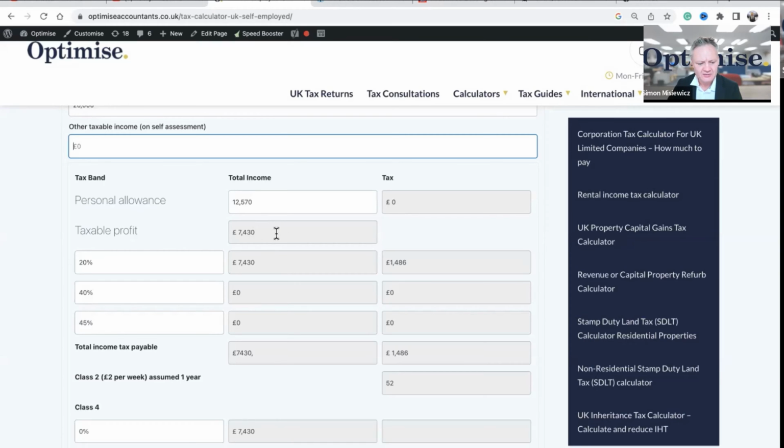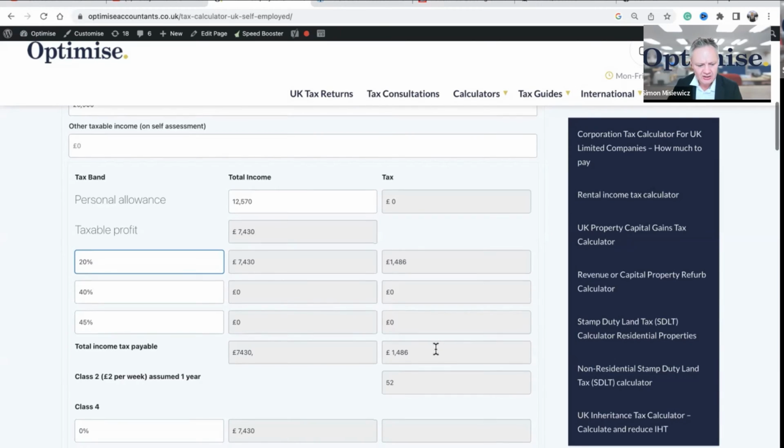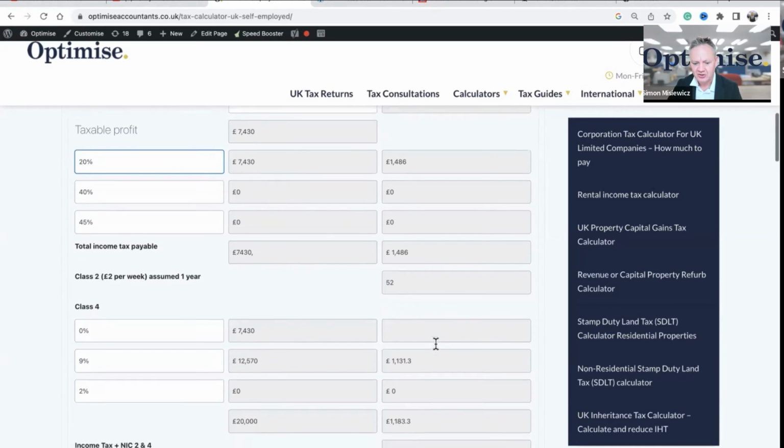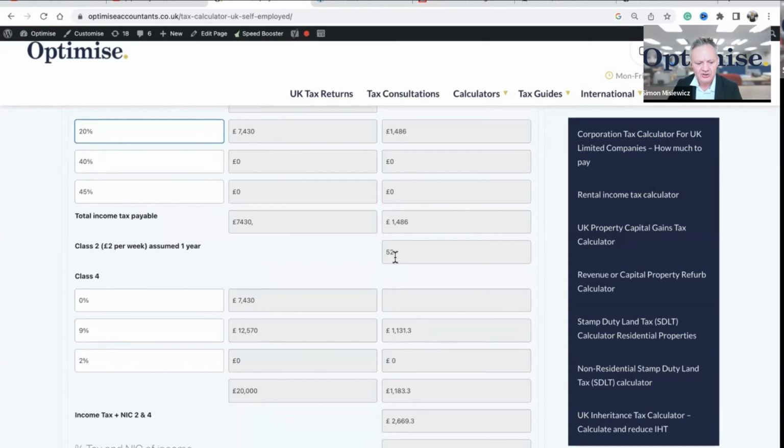And then we've got the taxable profit of 7,430. Someone earning 7,430 who just has that self-employment income will be subject to 20% tax. Again, we will change these over time. And then on the right hand side, you can see how much tax you'll be paying, which is the 1,486. The one thing to bring to your attention is you don't just pay the income tax. No. HMRC also charge you on the Class 2 National Insurance as well. So you've got £52, which is £2 per week.